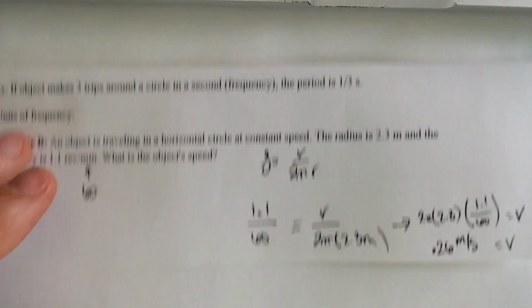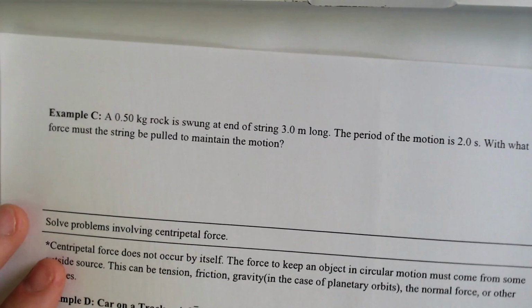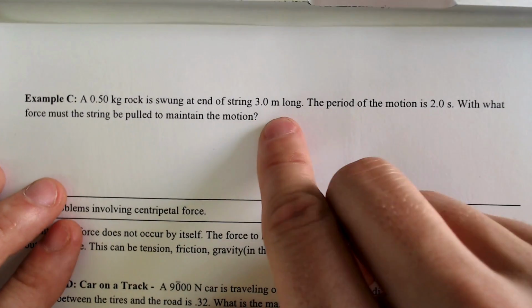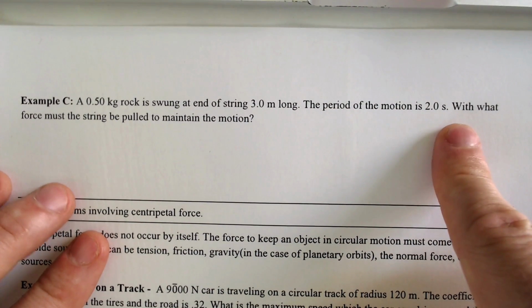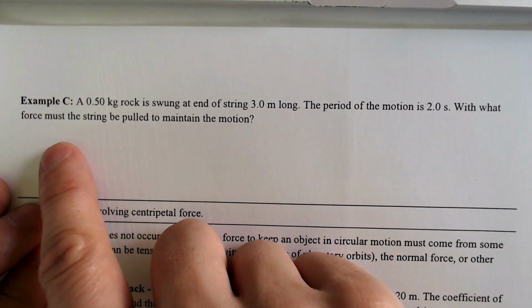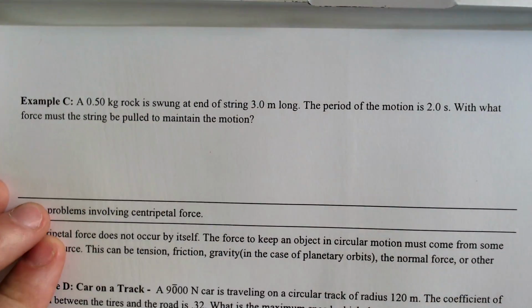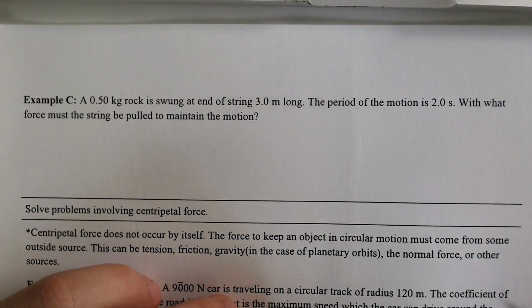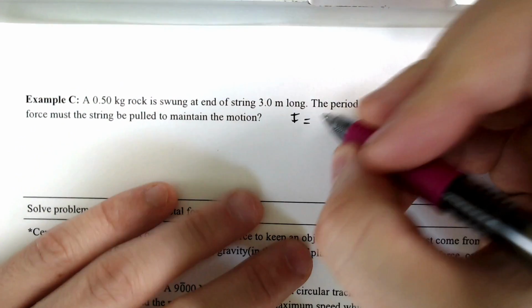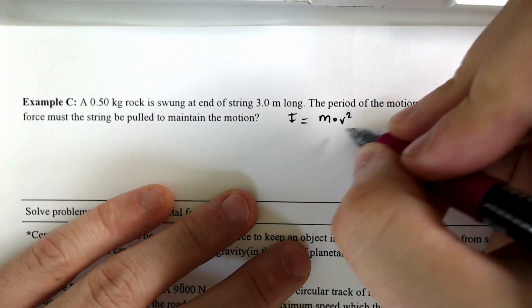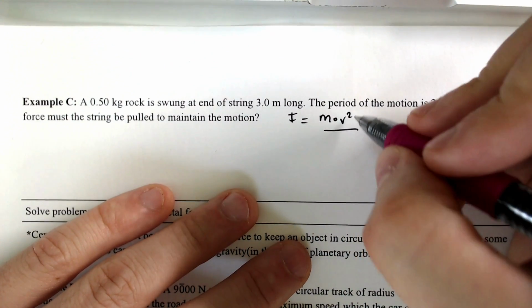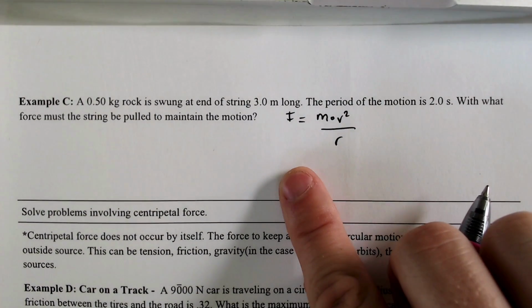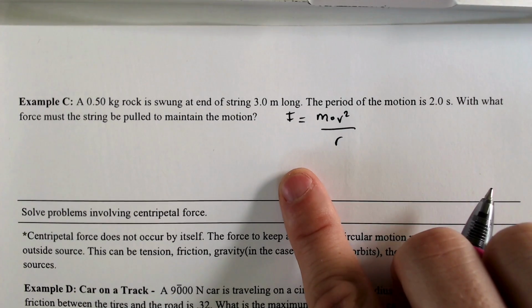All right, next example. We've got a 0.5 kilogram rock that is swung in the air at the end of a 3 meter long string. That's very dangerous. The period of motion is 2 seconds. What would be the force that must be acting on the string to maintain this motion? The first thing I would do is recognize we have to deal with two different formulas here, because it's asking for force, and force is mass times acceleration, and the acceleration would be v squared over r. Mass times v squared over r would give you the force we're looking for. Okay? Well, we also don't have v.